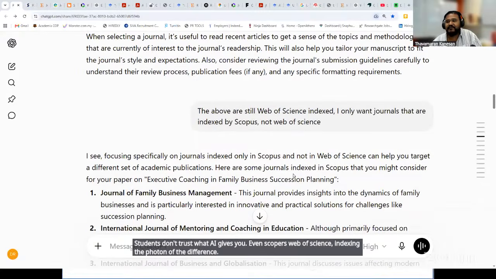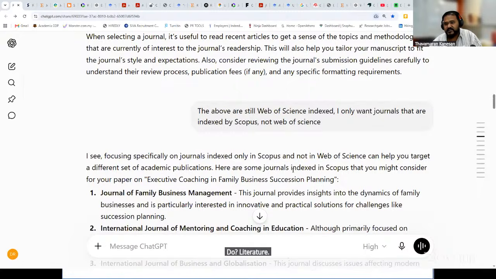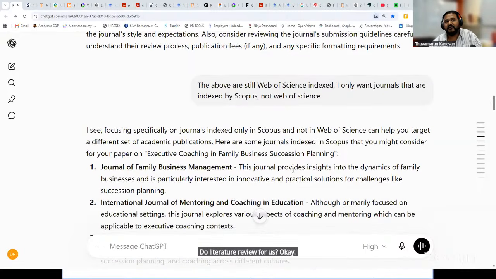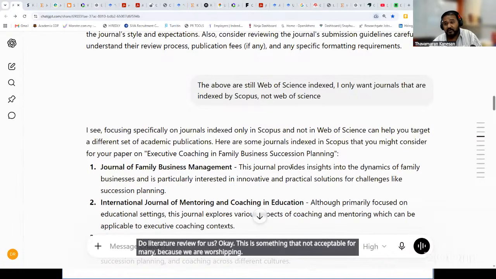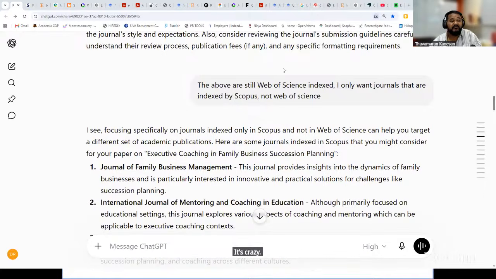And we are asking it to give us a PhD research gap and do the literature review for us. This is something not acceptable to many because we are worshipping AI. We are in the AI worshipping era now, and I am impressed with AI as well. But the amount of hallucination and fake information it gives is crazy, if you don't do your own validation.